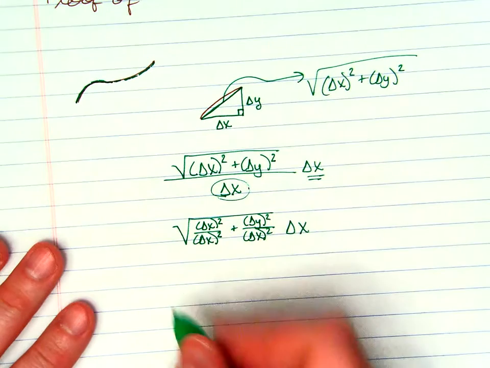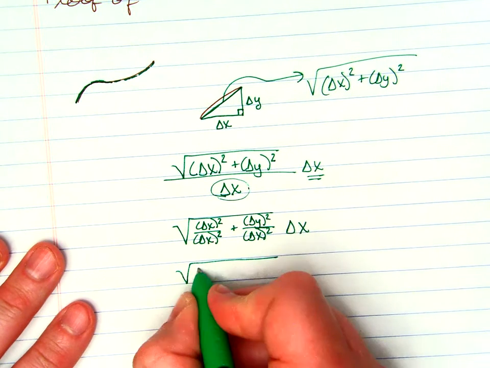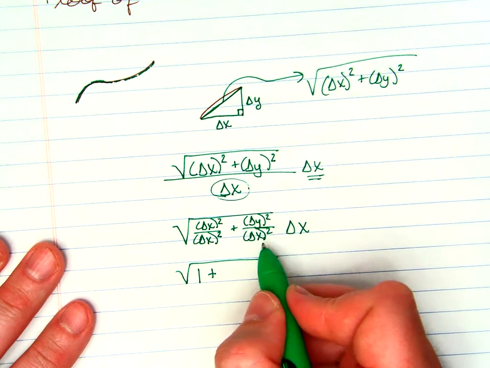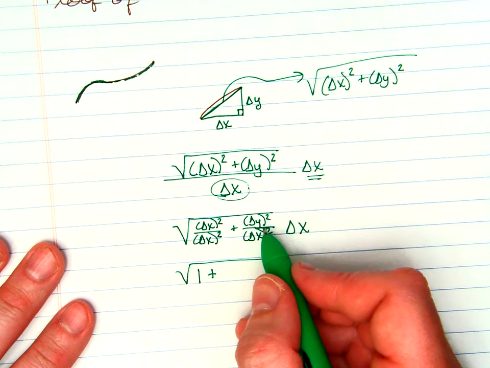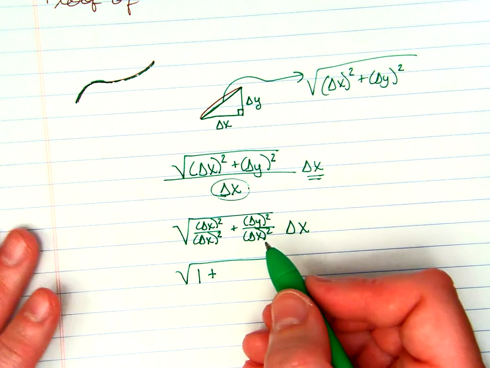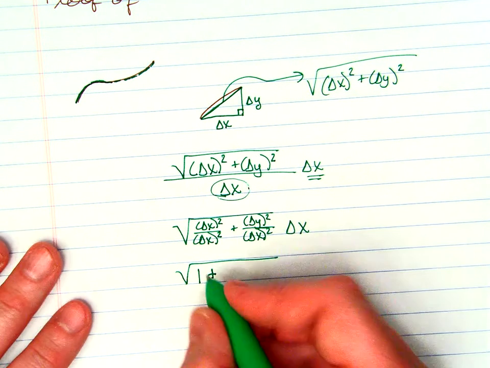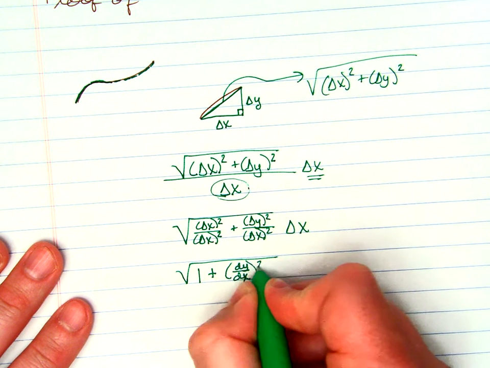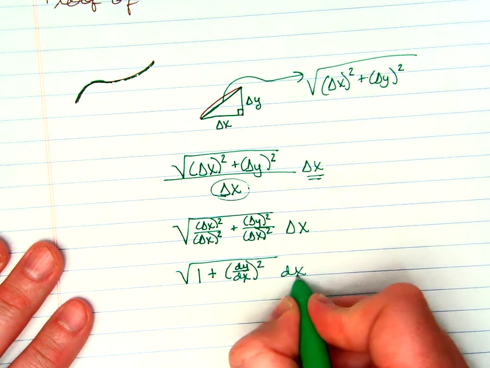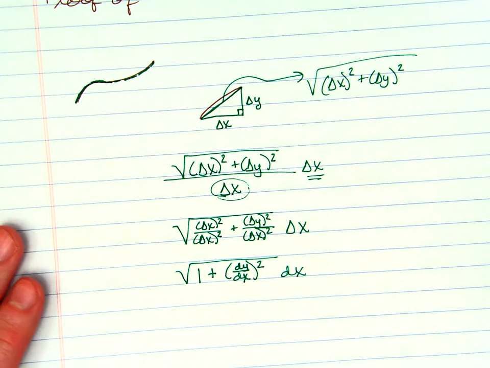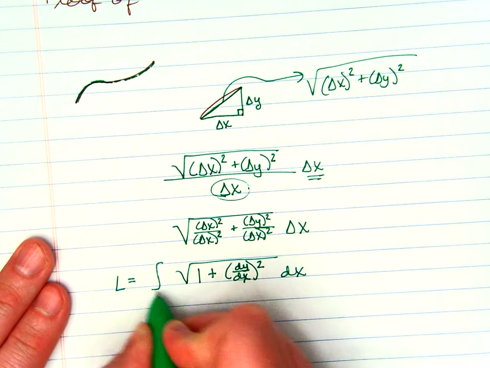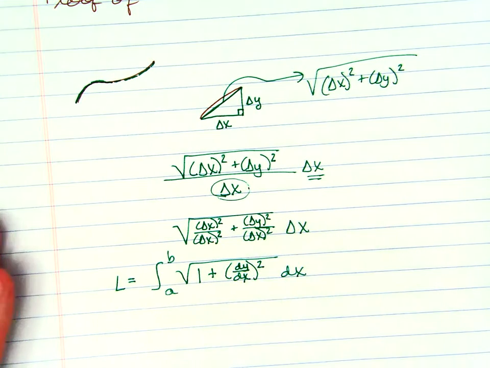I can simplify these things. This is like saying the square root of 1 plus delta y squared over delta x squared. That's just delta y over delta x, that whole thing squared, and these deltas are like our d's. This is really like saying dy/dx squared. The delta x at the end is like a dx. That's the length of one of those little segments. How do I find all of them? I add them all up by taking an integral. You integrate that thing from a to b, and you're going to get your arc length.